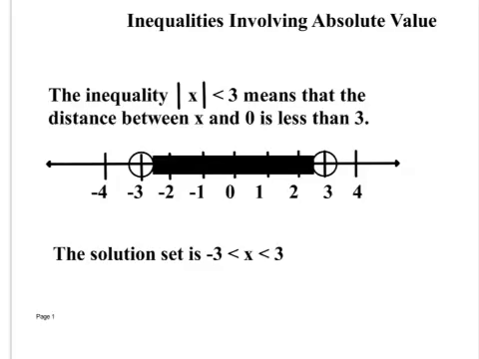Inequalities involving absolute value. The inequality absolute value of x is less than 3 means that the distance between x and 0 is less than 3. So the solution set is negative 3 is less than x, which is less than 3. The distance between x and 0 is less than 3. It cannot be greater than 3.